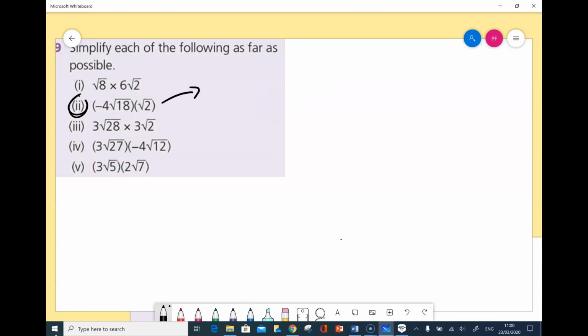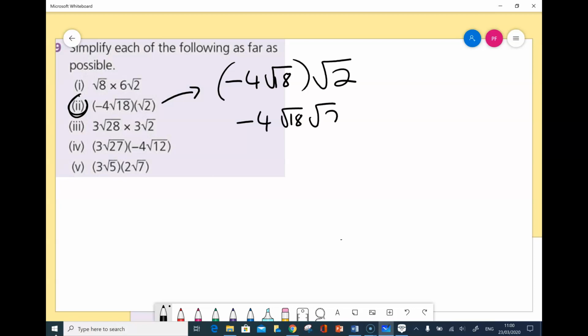Okay, part 3 of question 9. So we've got minus 4 root 18 multiplied by root 2. So that's minus 4 root 18 by root 2. So I'll break up root 18. So it's minus 4 root 18 can be root 9 by root 2, and then that multiplies by root 2 again.